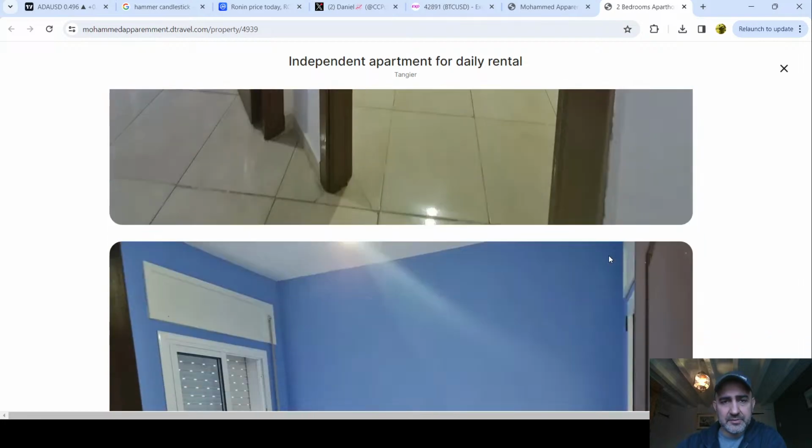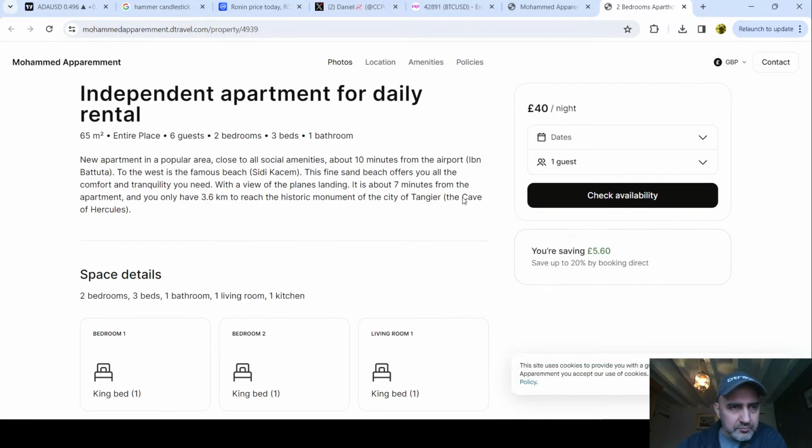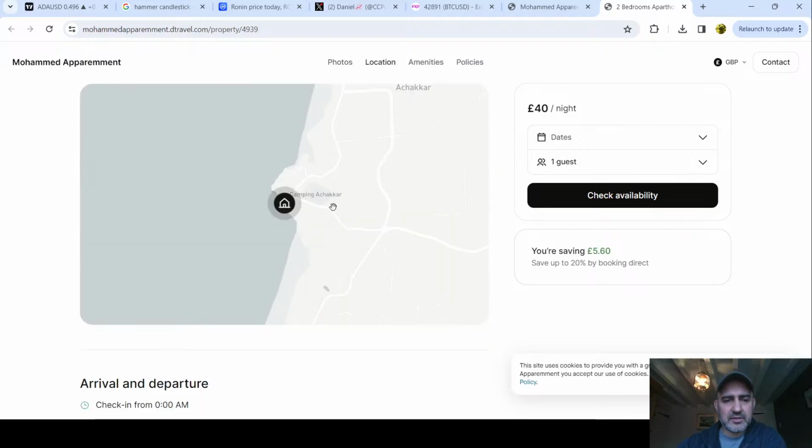Is this Egypt? Oh, Tangier, look at that. Morocco. New apartment in a popular area close to all social amenities, about 10 minutes from the airport. To the west is the famous beach Sidi Kachem. I'd like to see a picture of the beach, actually.